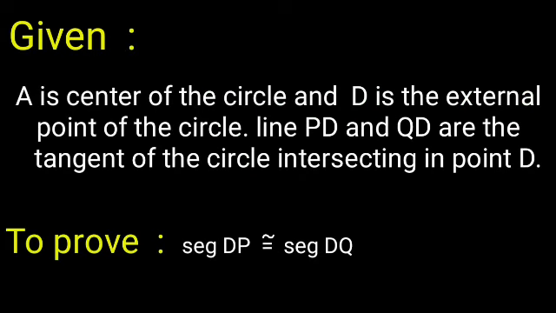Given: A is the center of the circle and D is the external point of the circle. Lines PD and QD are the tangents of the circle intersecting in point D. To prove: segment DP is congruent to segment DQ.